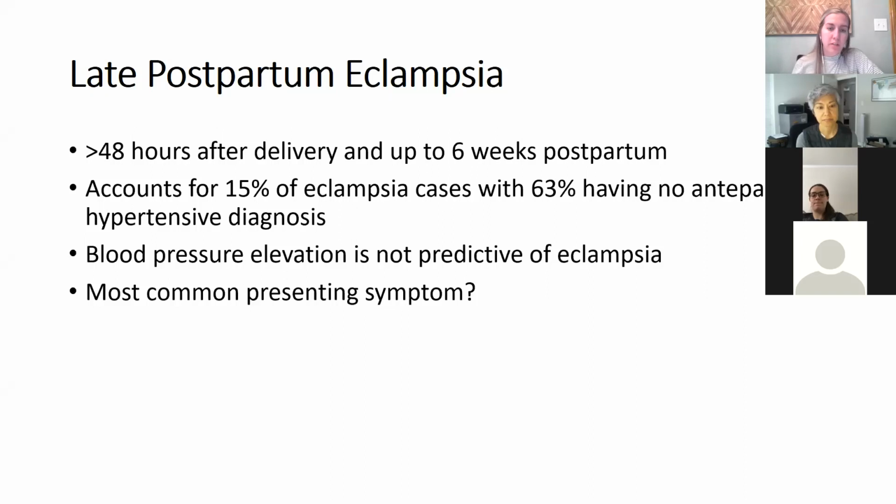And then blood pressure evaluation is not predictive of eclampsia, right? So you can't say, oh, my patient that had a blood pressure of 200s over 110 versus my patient of 160 over 110. Every patient is different. Every patient's body is going to respond differently. I might have a patient seizing at 160 over 110 and another be totally fine with the 200s, right? So it depends on the patient.